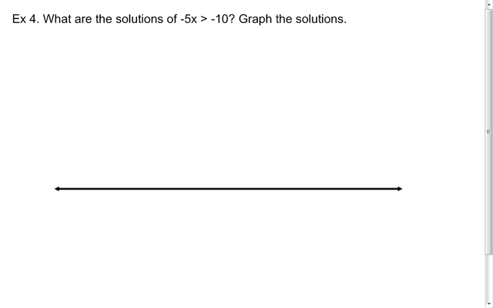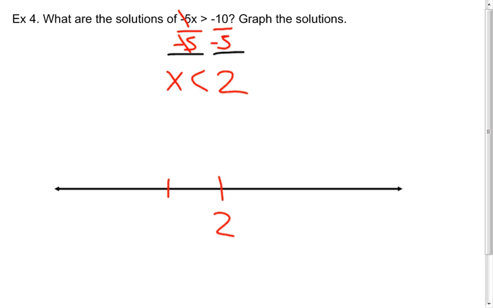Another problem, what are the solutions of negative 5x is greater than negative 10? X is my variable, it's being multiplied by negative 5, so I need to divide by negative 5, both sides. Negative 5's cancel, I get x. On the other side, negative 10 divided by negative 5 is positive 2. Again, I divided both sides by a negative number, so I have to switch my inequality. It was pointing to the right, now it has to point towards the left.